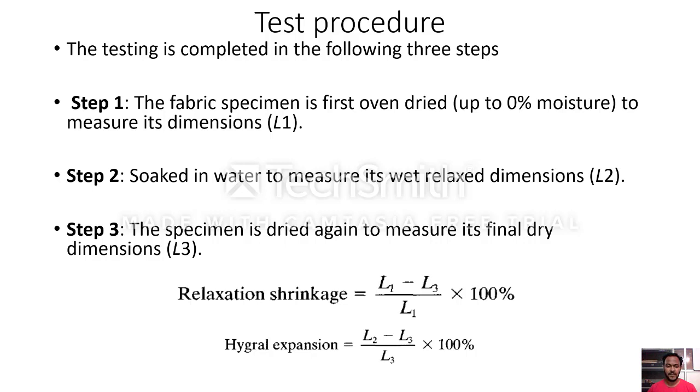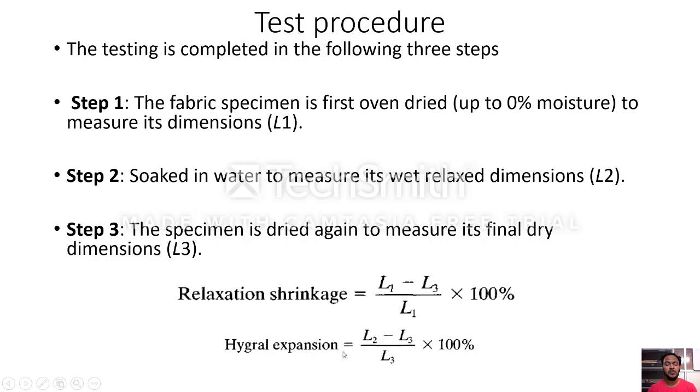That is L3. So here the relaxation shrinkage is L1 minus L3, that is the initial oven dried dimension minus final dry dimension, divided by L1 into 100. That is the relaxation shrinkage. That is, you have actually soaked the fabric in water and then measured its dimensions, and then after that you dried the fabric and then you measure the final dimension, which is L3. So here the difference between L1 minus L3 by L1 gives the relaxation shrinkage.